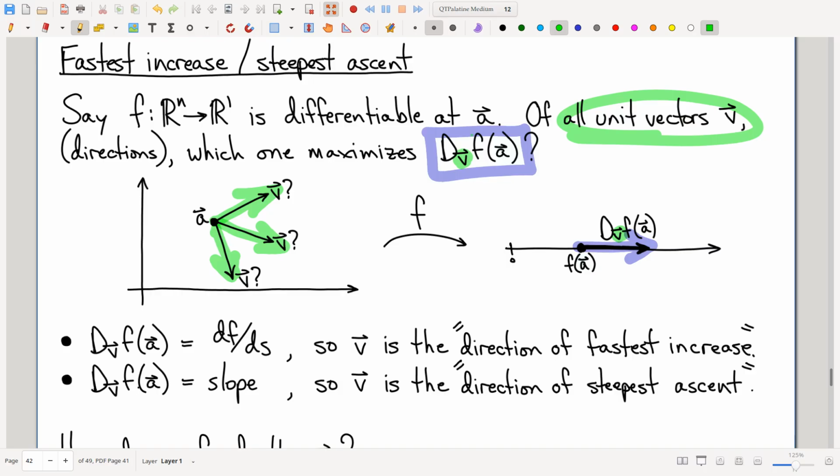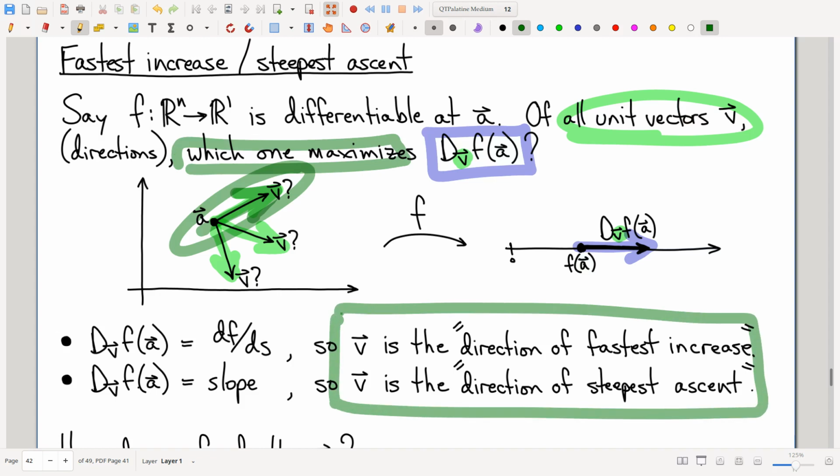Maybe this isn't physical location. Maybe this is the various parameters that go into the design of some engine. I don't know. And maybe the output function is efficiency. And you want to ask the question, in what ways should I be tweaking these various parameters to make my efficiency increase as quick as possible? Very natural, very reasonable question. Okay. All right, so one of these will be the right answer. We don't know which one yet. Let's just say it's this one. I don't know. Whichever one it is that maximizes that directional derivative.